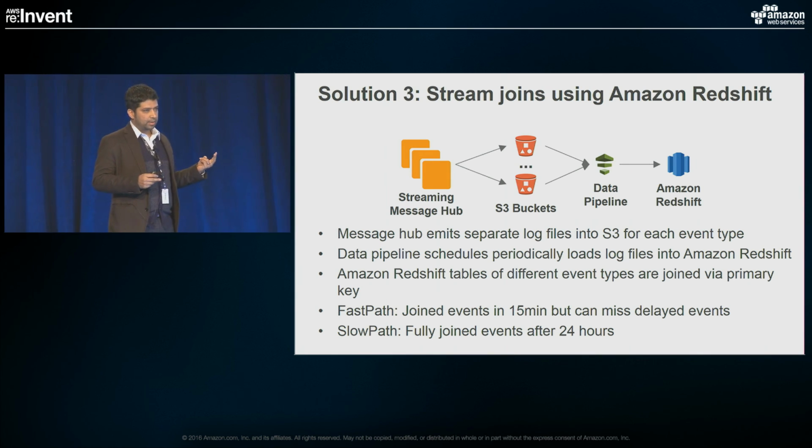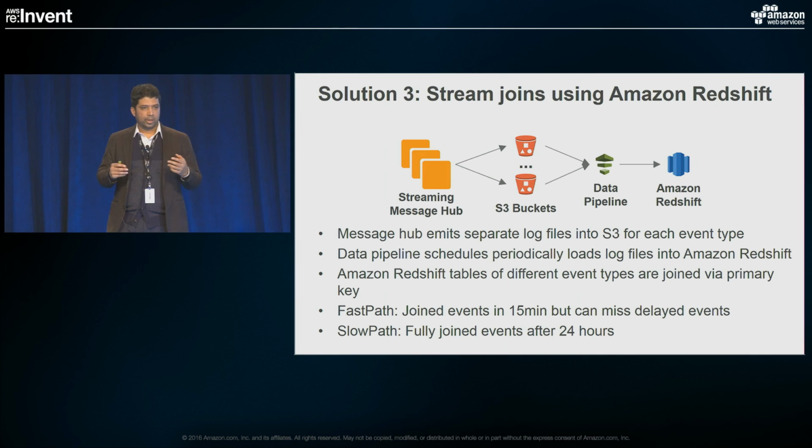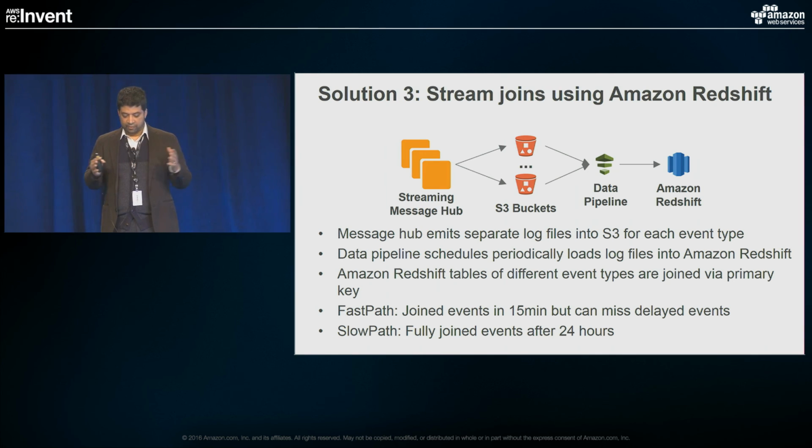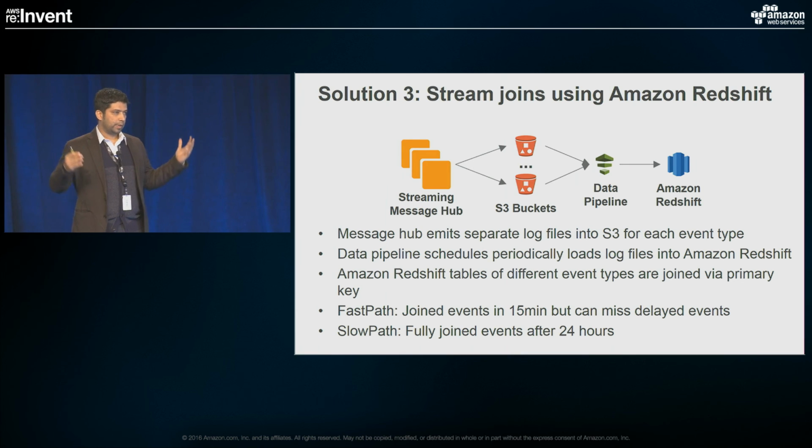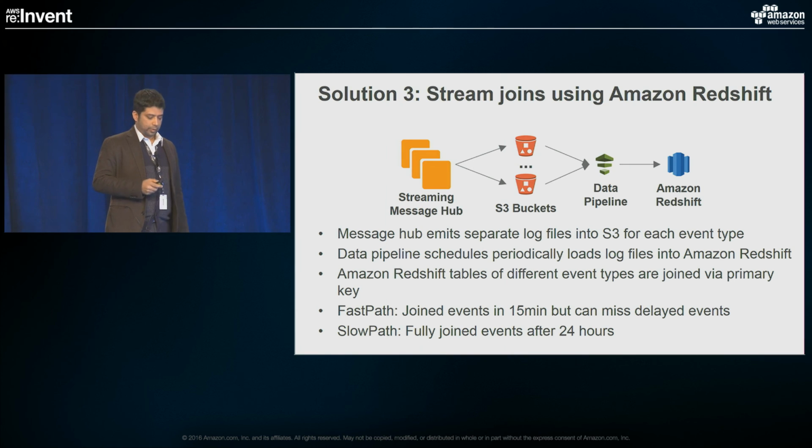We have a fast path in which the events are joined within 15 minutes and made available to the customer, but it's inaccurate because sometimes you will miss correlated events which might appear a little bit later. We also have a slow path, which makes data available a full 24 hours after the event has occurred, but this is more accurate because we have a larger window over which we could run our joins.